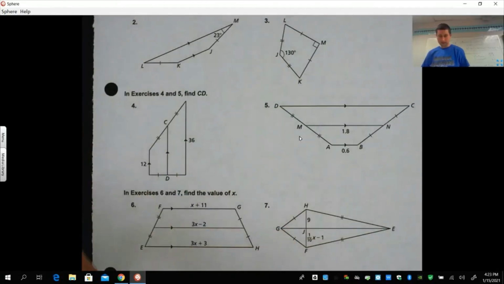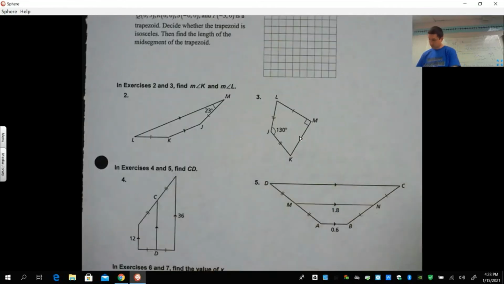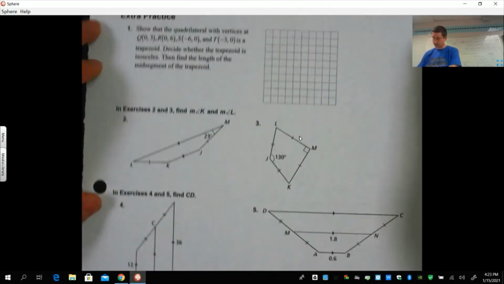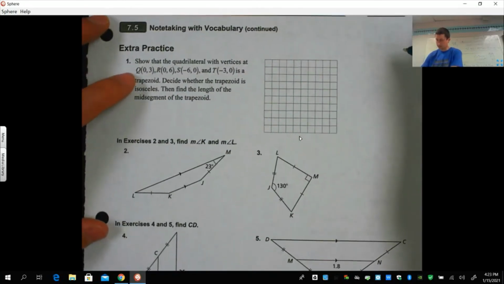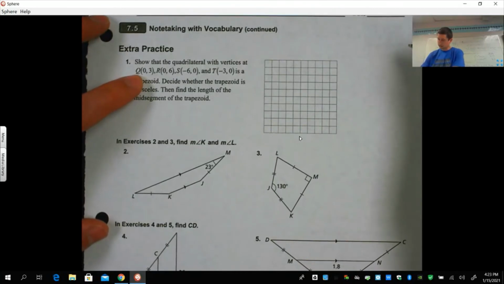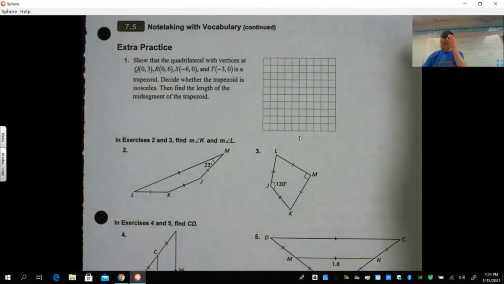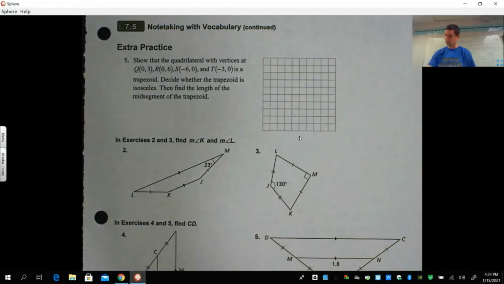Okay, let's get to some of this practice here. So, extra practice, page 219, show that the quadrilateral with vertices at 0, 3, 0, 6, negative 6, 0, and negative 3, 0 is a trapezoid. So in order to show something's a trapezoid, we look back at the definition. A trapezoid has to have one set of opposite sides parallel. So we're just going to draw this.